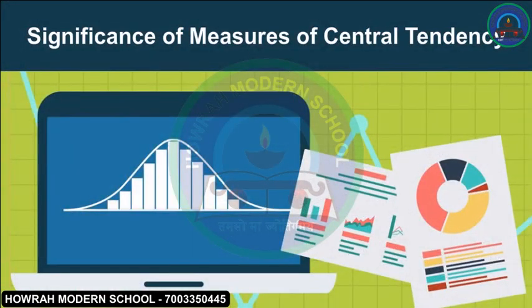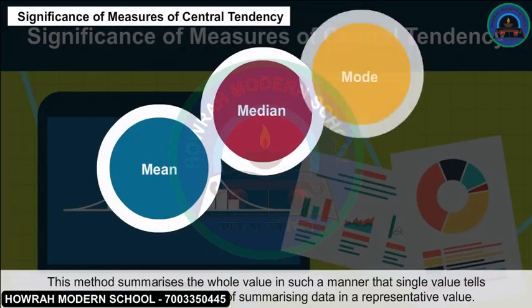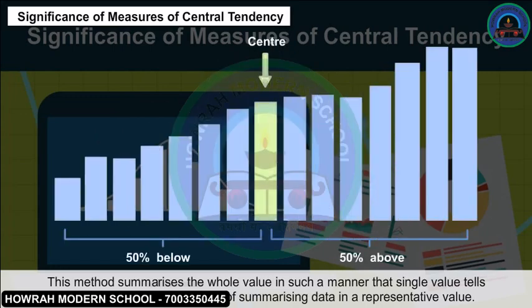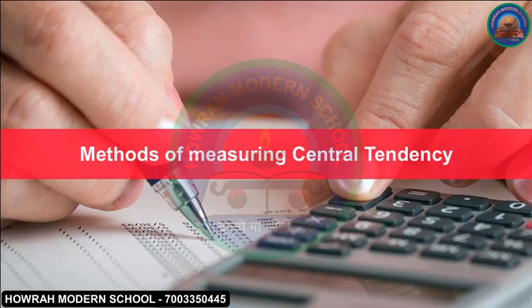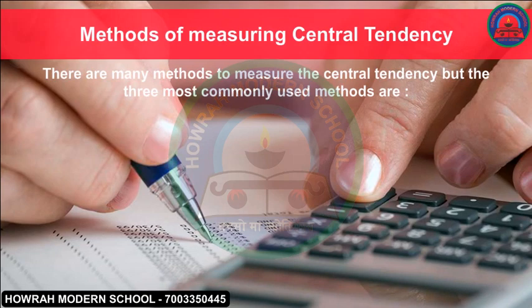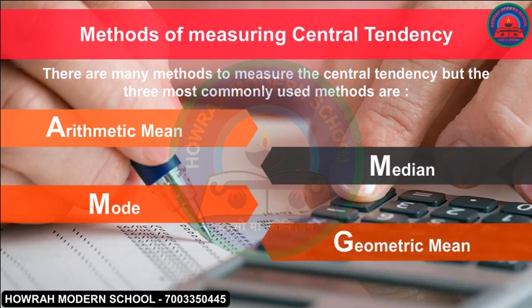Significance of measures of central tendency. This method summarizes the whole value in such a manner that a single value tells about the whole data. It is a way of summarizing data in a representative value. Methods of measuring central tendency. There are many methods to measure the central tendency, but the three most commonly used methods are arithmetic mean, median, mode, geometric mean, harmonic mean.